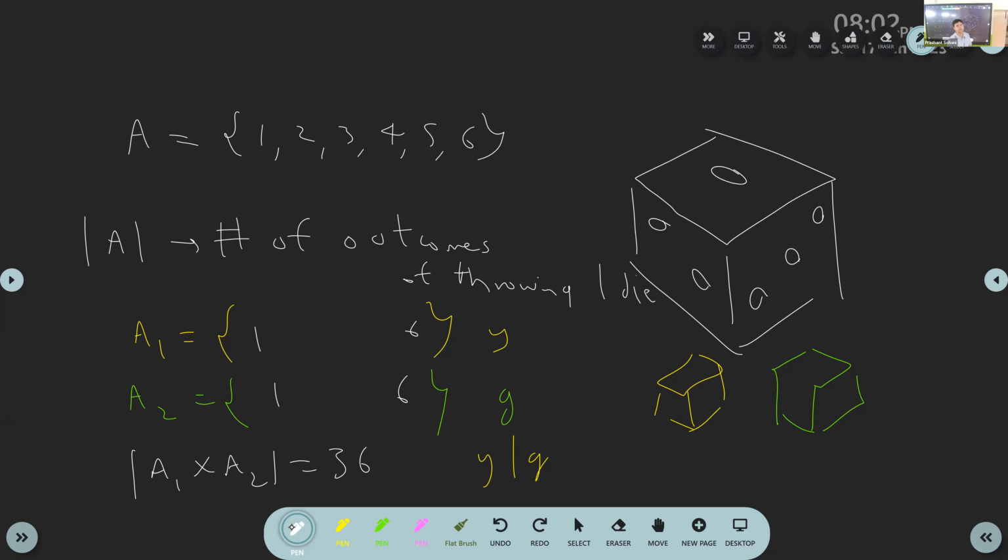Anybody wants the answer? 14. Yeah, so many of you are getting 14. And I guess you must have done it by directly counting, right? So what are the possible values for the green die? 1, 2, 3, 4, 5, 6. And in every case, how many possibilities for the yellow die? Correct? So, if I write it properly over here.